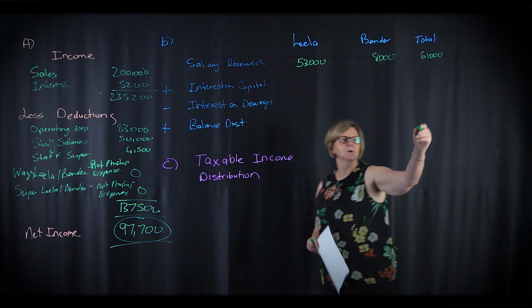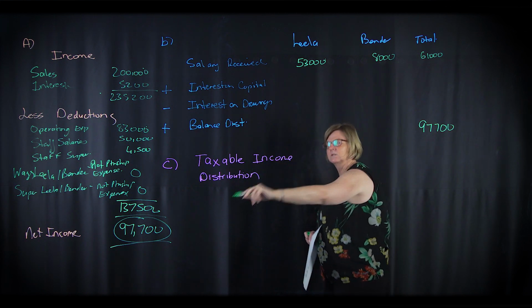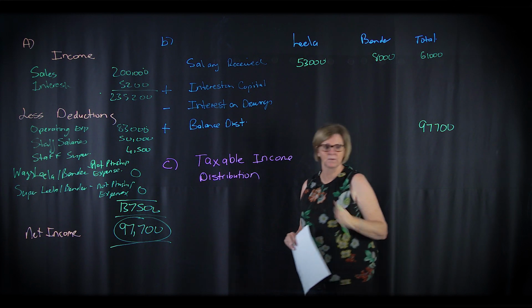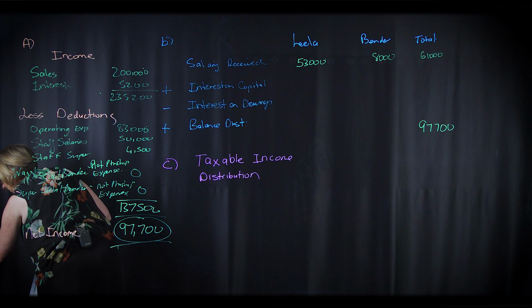Now, this figure here must be equal to the total that we distribute over here. These two must equal each other. If they don't, you've done something wrong, okay? And you need to be able to make sure that you're balancing at these points.